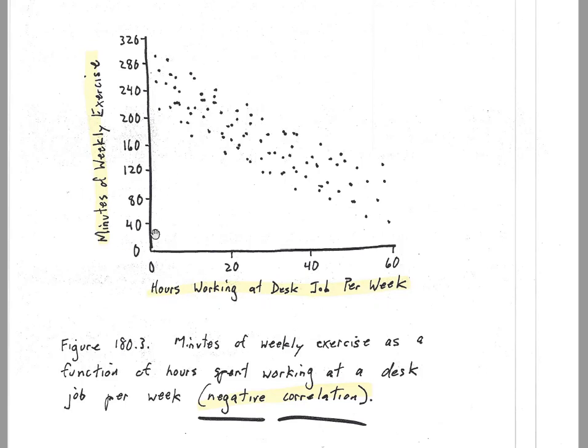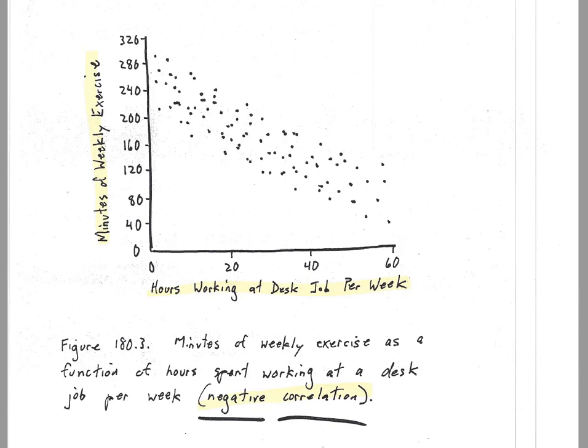These are the people that don't work at a desk job at all. These are the people that spend 20 hours a week working at a desk job. These are the workaholics that spend 60 hours a week working at a desk job. Notice as hours spent working at a desk job increases, minutes of weekly exercise like jogging decreases. Makes sense. If you're working 60 hours a week at a desk job, you don't have time to do any jogging, so your scores are down in this lower side.